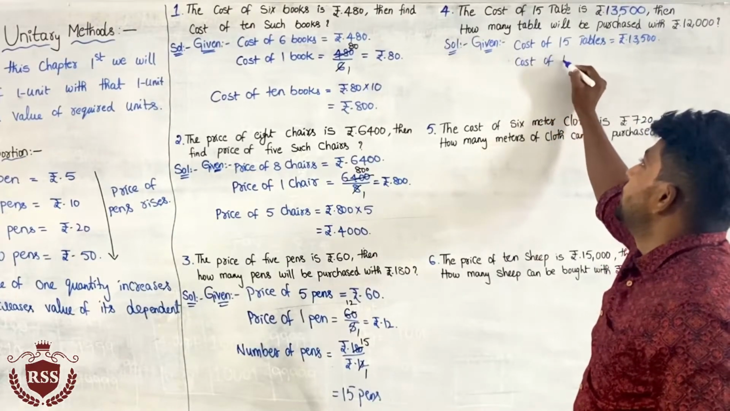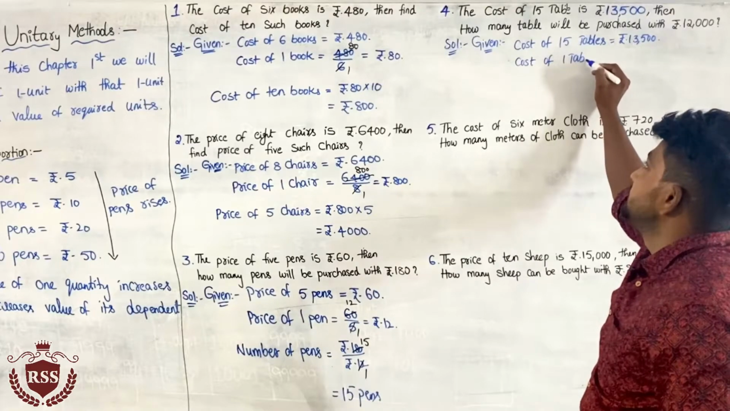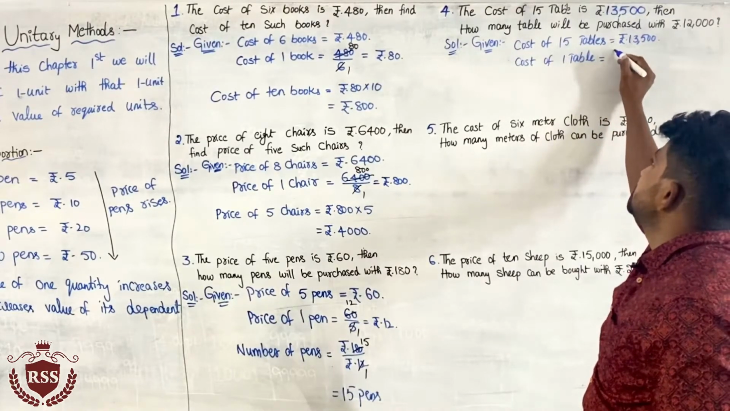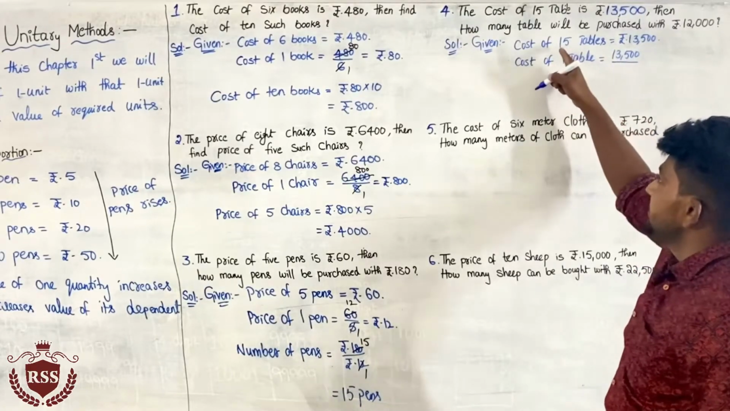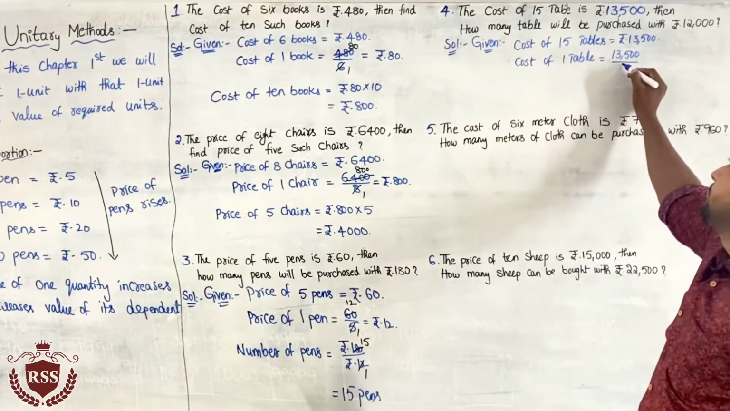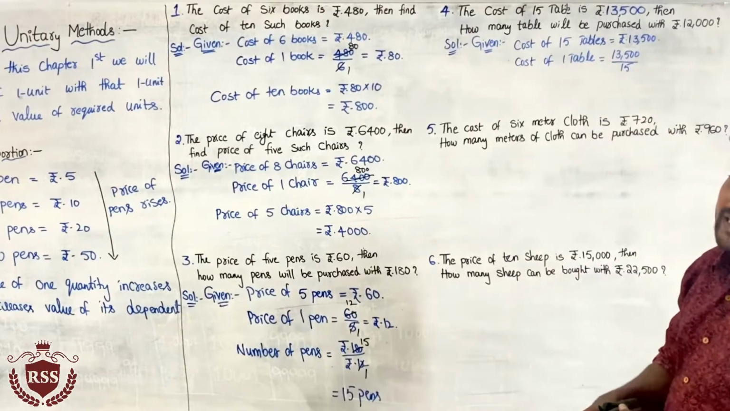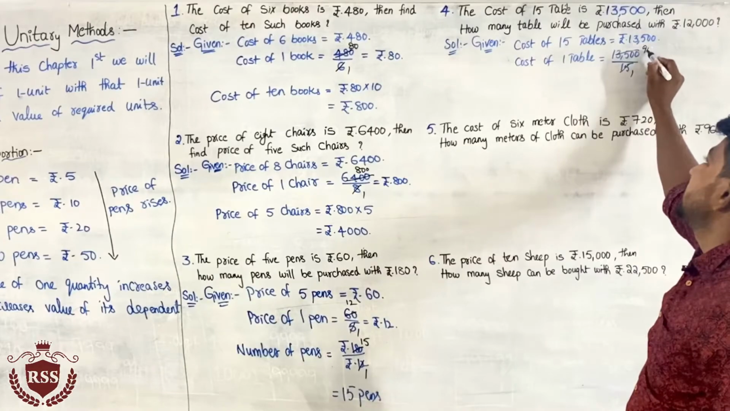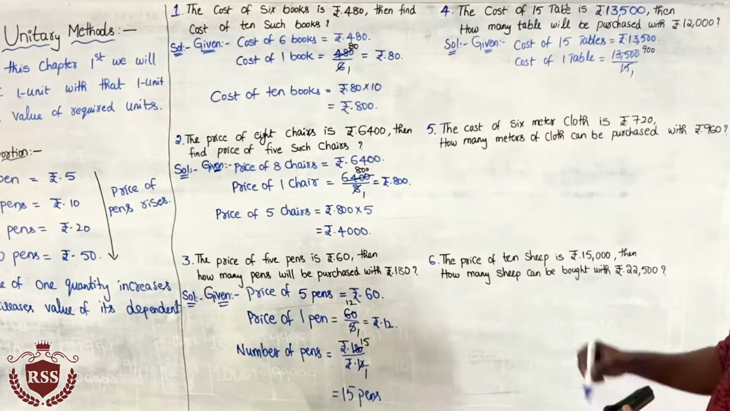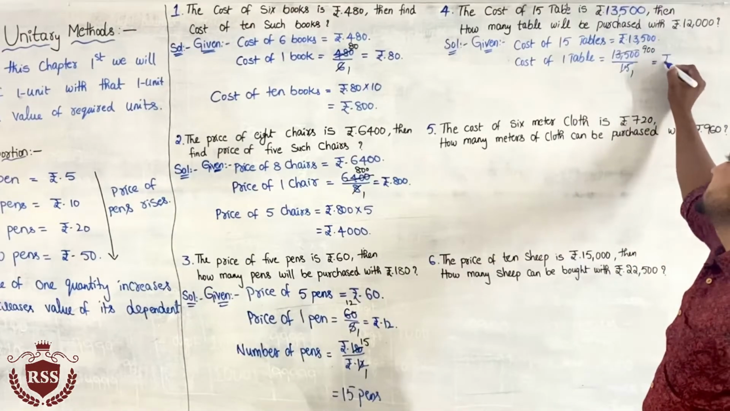Let us find out the cost of one table. The cost of one table will be 13,500 by the number of tables, 15. 15 ones are 15, 15 nines are 135. Each table costs rupees 900.